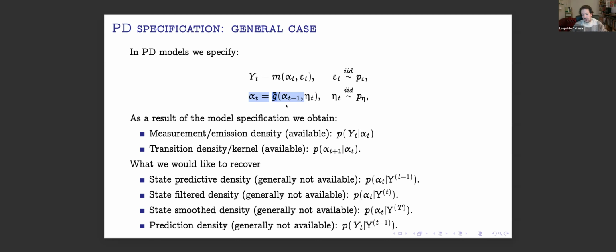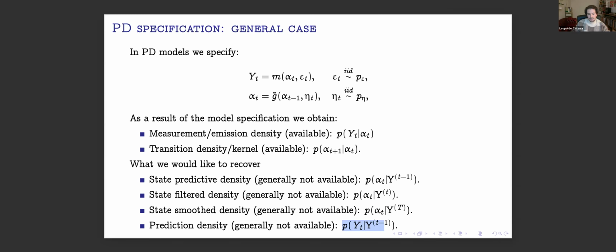Now, in practice, what we would like to recover from this model is the state predictive density. So we would like to make predictions about the state variable using all past y that are observed. Then the state filtered density and the state smoothed density. So we would like to make inference on the state variable based on current observation and future observations. So these are objects of interest. And then, for example, to make predictions or for model estimation, if we would like to construct a likelihood function, then we are interested in this prediction density.